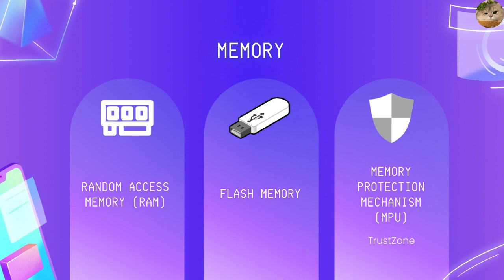Additionally, the ARM Cortex-M series processor also features memory protection mechanisms to prevent unauthorized access while ensuring data and system integrity. In this section, we will be talking about the mechanism used in this processor known as the Memory Protection Unit, MPU.